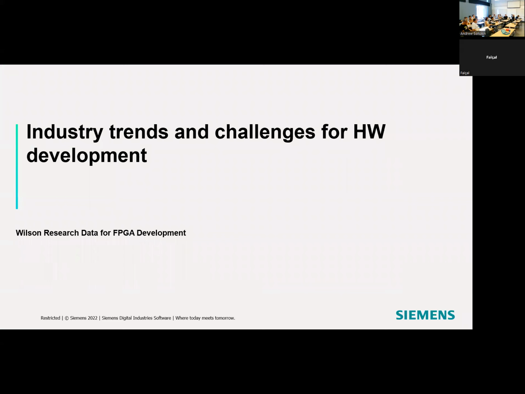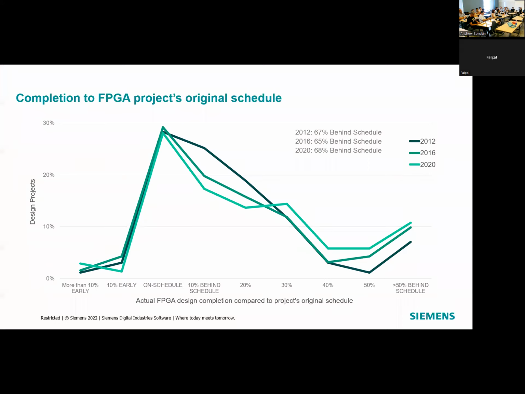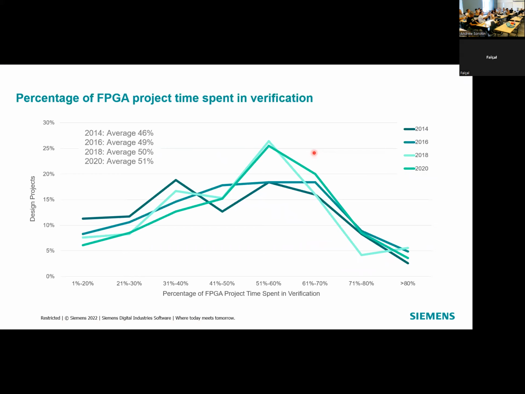So first, I would like to start with the industry trend and challenges for hardware development. As we can see, in 2020, 68% of the FPGA projects consistently missed their schedule. Much of this can be attributed to verification and debug issues. In 2020 also, FPGA projects spent half of their time in verification. So the average is 51% of the time has been spent on doing verification.